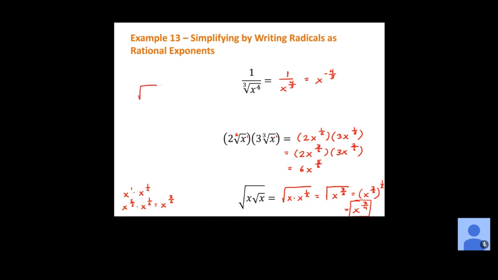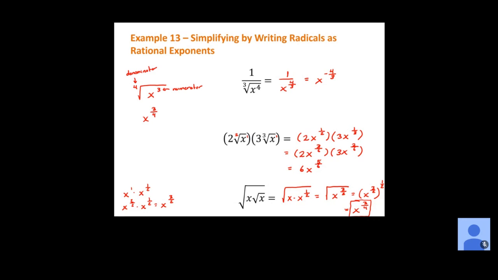So in other words, if I have something like the square root of x cubed, or let's say the 4th root of that, right? This right here is my index, so it becomes the denominator of my fractional exponent. And this number right here, the exponent, becomes the numerator of my fractional exponent. So then I'm just going to rewrite this now as x to the 3/4 power.